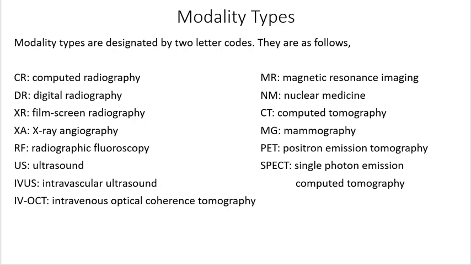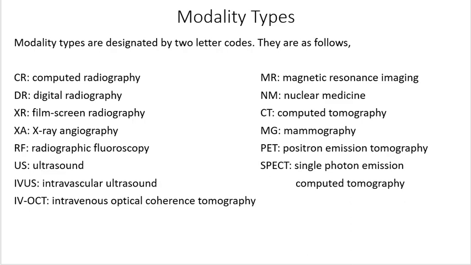CR is computed radiography, DR is digital radiography, XR is film screen radiography. You will probably never see film X-rays used anymore, but it is still on the test. XR, film screen radiography. XA is X-ray angiography, or what we often think of as interventional radiography is XA. RF, radiographic fluoroscopy. US, ultrasound.